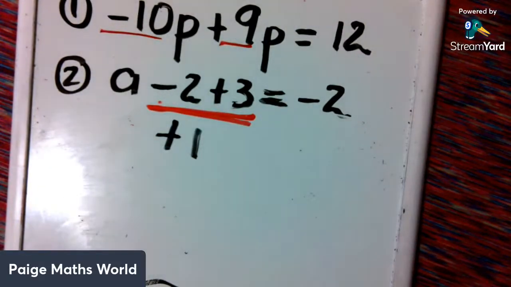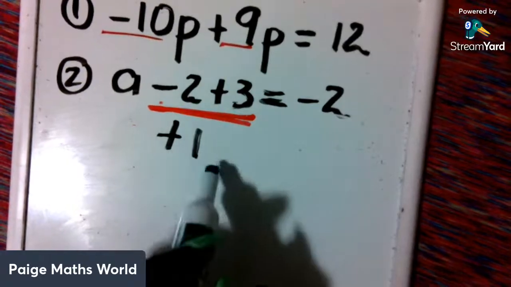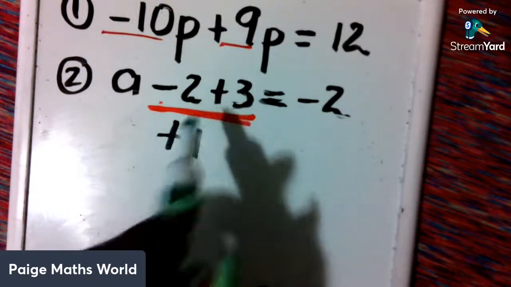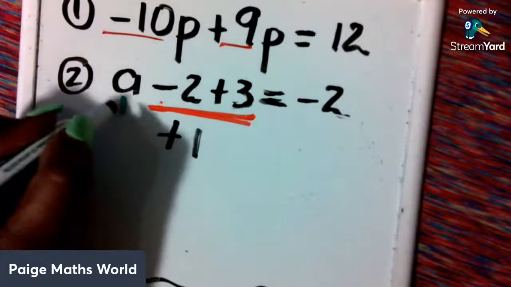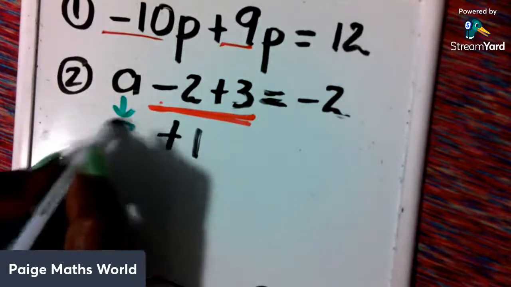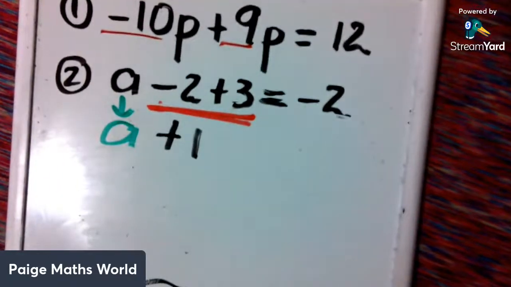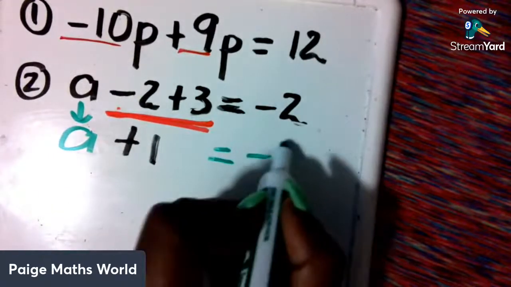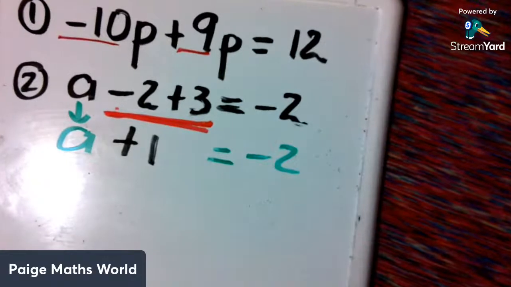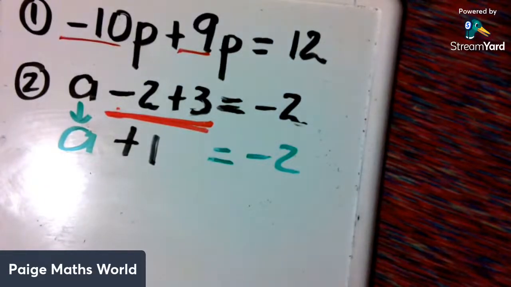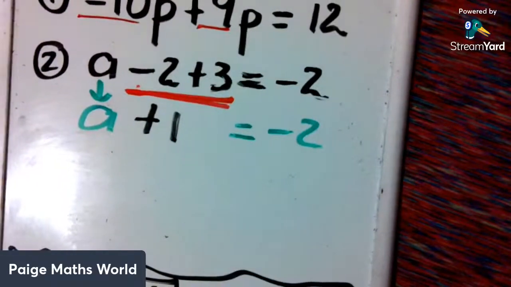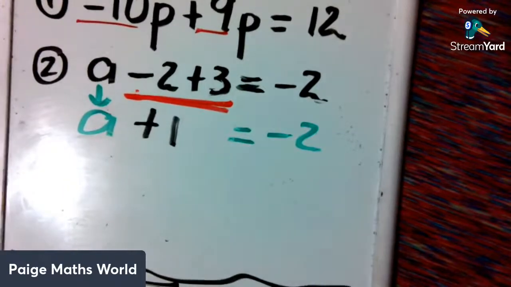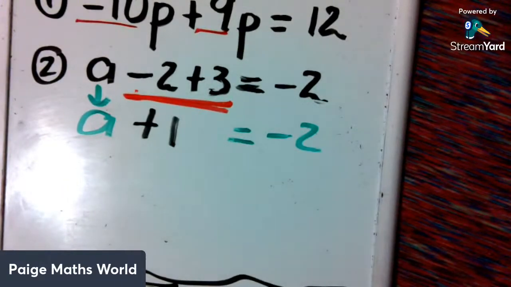So everybody see this part of it? +1 is coming from here. So I'm going to write back my A because that's not gone anywhere. I'm going to put back my equal sign and I'm going to put back my -2. You get that part of it? Do you understand that part, Keisha? All right. All right, Raymond.